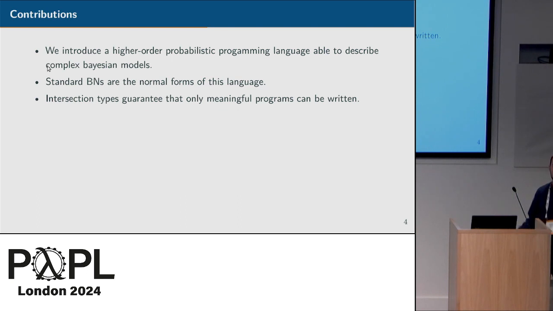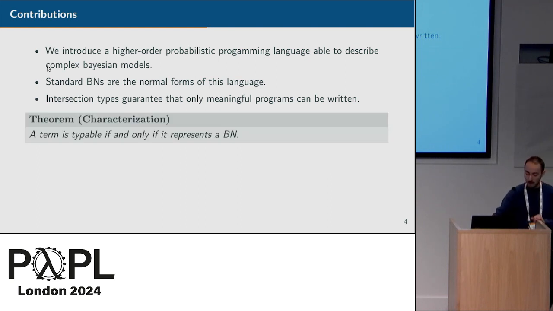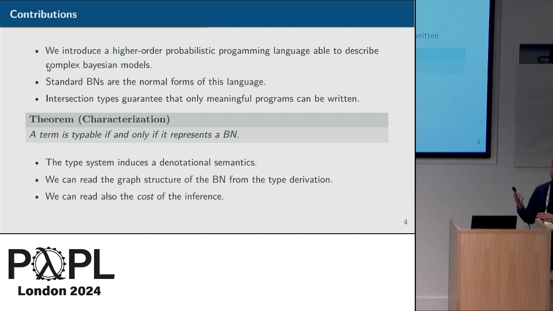This is possible because we exploit intersection types to guarantee that only meaningful programs can be written, programs that are somehow Bayesian networks. And this is our main theorem, which says that a term T is typable if and only if it represents a Bayesian network. By representing a Bayesian network, we mean that it can be rewritten to a first-order term which represents an actual Bayesian network.